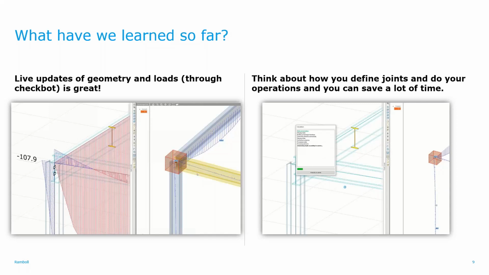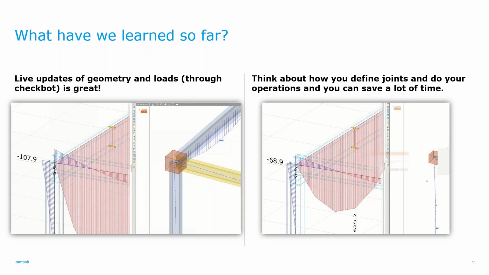If we pay attention to how we define our joints in FEM-Design and how we do our operations, you saw that Adam had a lot of various options to do operations that actually do the same thing, in order to save time. But if you think about how you do it, you can set up a parametrically defined joint, so that even if you change your member, the connection will follow with it.